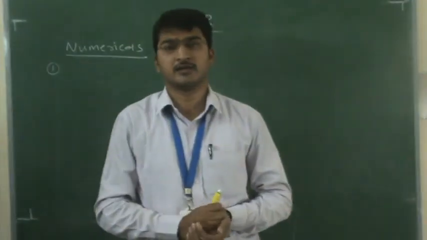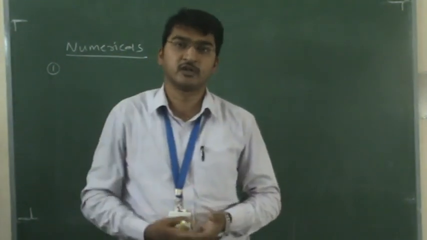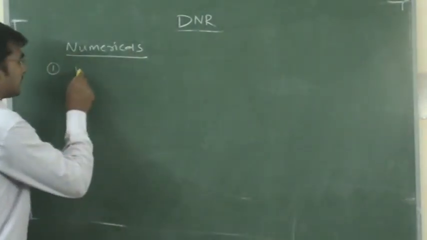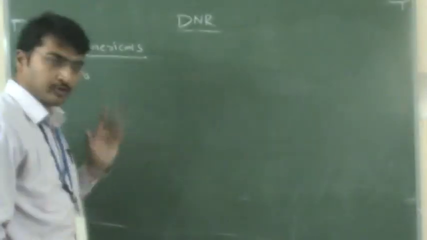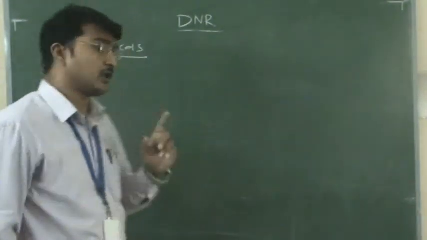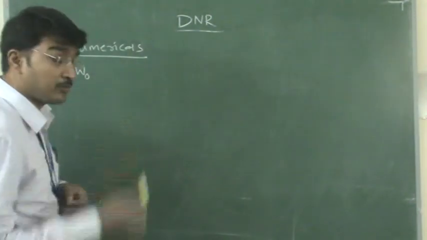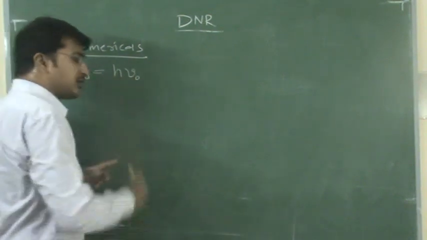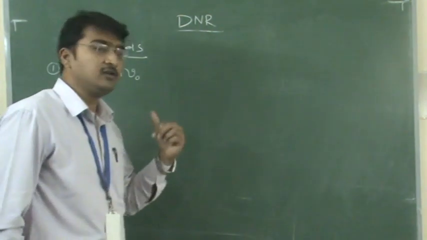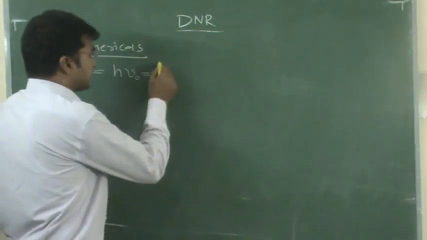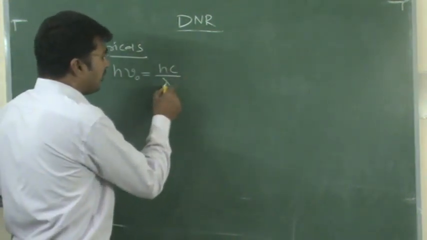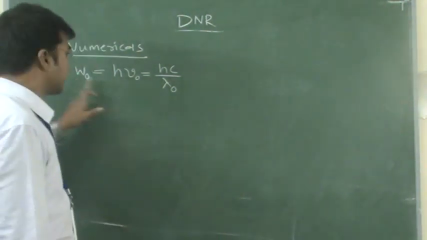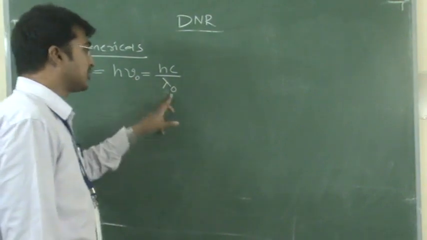Starting with parameters: work function, threshold frequency. They are of simple structure. W naught, you know what W naught is, no need to explain again and again. W naught is the work function. What is the formula for work function? h nu naught, where nu naught is the threshold frequency. Otherwise, h c by lambda naught. This is the equation. W naught is the work function, with threshold frequency and threshold wavelength.